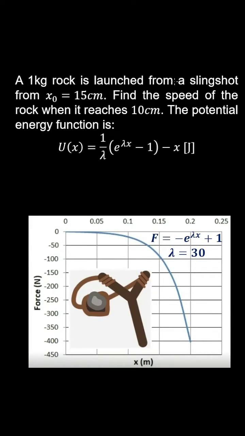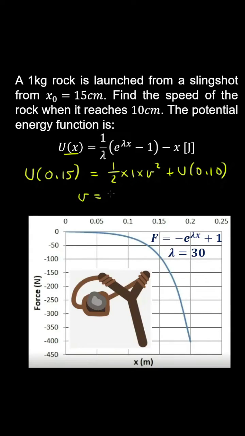A 1 kilo rock is launched from a slingshot from an initial position of 15 centimeters, and we're asked to find the speed of the rock when it reaches 10 centimeters, and we have the potential energy function. The initial energy input into the system remains constant, so U at 15 is equal to the kinetic energy of the rock, which is 1/2 m v squared, plus the potential energy of the rock when it reaches 10 centimeters. If you evaluate U of 0.15 and subtract U of 0.1 from it, and flip this equation around, you get the speed of the rock is 2.1 meters per second.